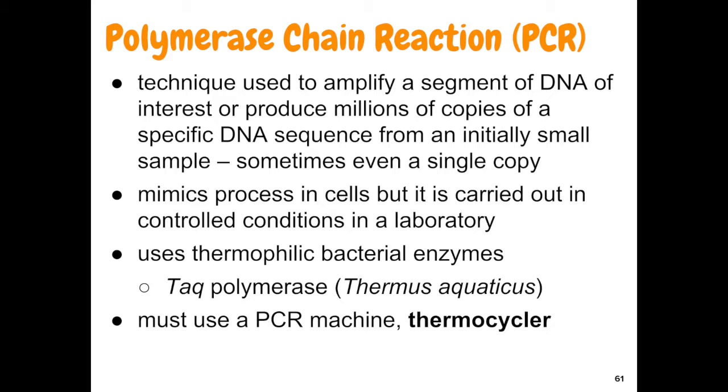And this Thermus aquaticus enzyme only works at a specific temperature, so we can put the sample with that enzyme in and raise the temperature. When we raise the temperature, Taq polymerase is activated and starts working. When we cool it down, Taq polymerase stops working, because it only works at a high temperature. And for that, we must use a PCR machine called a thermocycler.